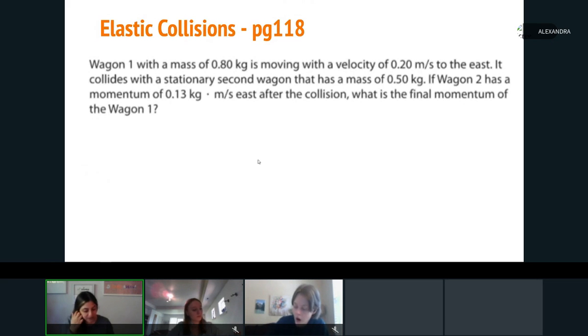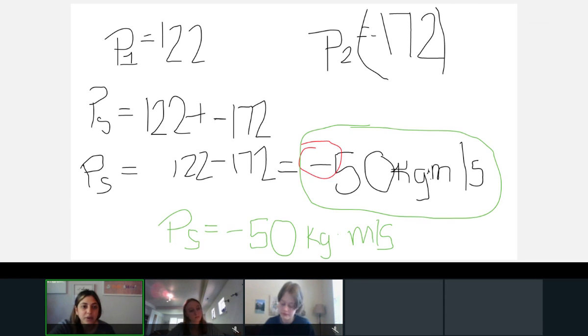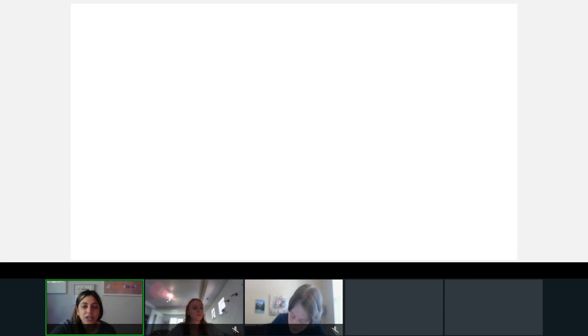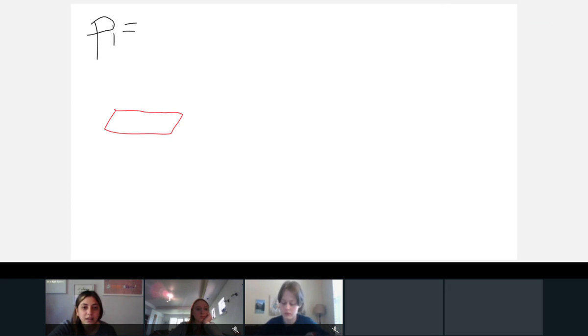So there's a couple things that we have to do here. Again, we want to identify the momentum before the collision, right? So let's go back to our whiteboards. We're going to want to identify the initial momentum, which just means before the collision. And so what is our system, right? We've got wagon 1. We've got our wagon 2.